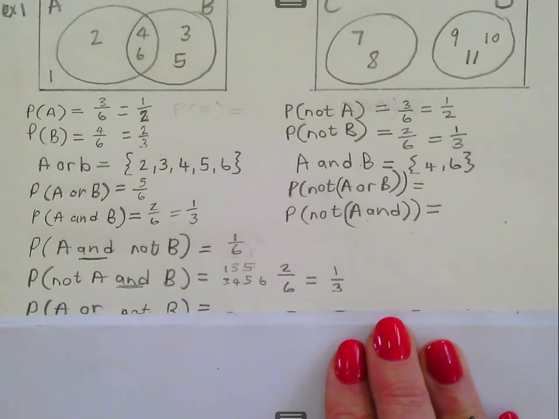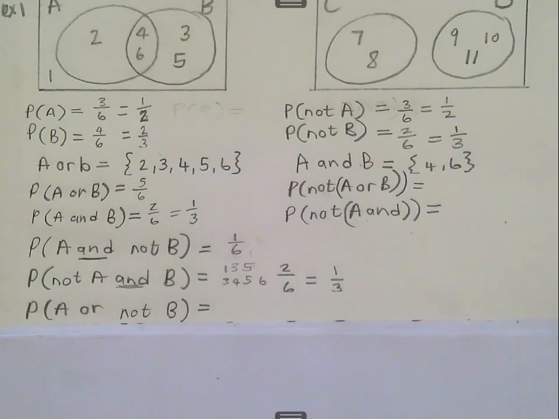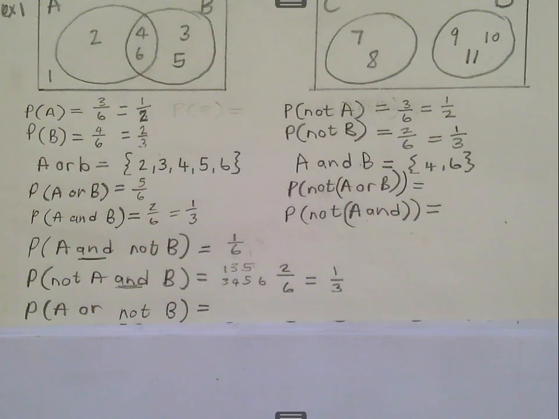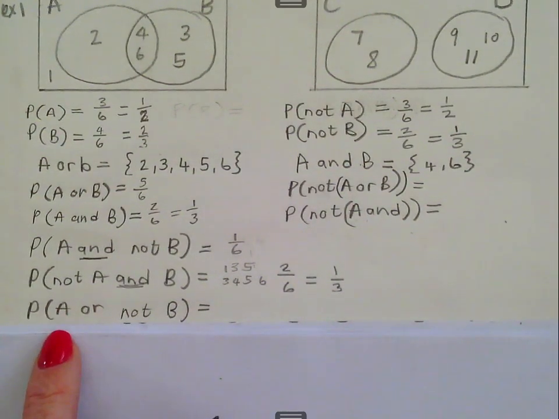Are you ready? Now it's almost the same, but we're not asking for and. We are asking for or. So remember, when you read or, I want you to see at least. Okay. So we're looking for the probability of A or not B. It must just be one of the two. Okay. It can be both, but it must at least just be one of them. So we're going to do it in the same way. Probability of A. Who is in A's circle?